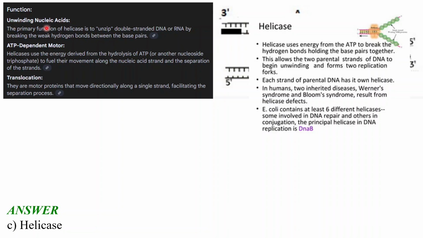The function is unwinding nucleic acids. The primary function of helicases is to unzip double-stranded DNA or RNA by breaking the weak hydrogen bonds between the base pairs. ATP-dependent motor: helicases use the energy derived from hydrolysis of ATP or another nucleoside triphosphate to fuel their movement along the nucleic acid strand and separate the strands. Translocation: they are motor proteins that move directionally along the single strand, facilitating the separation process.